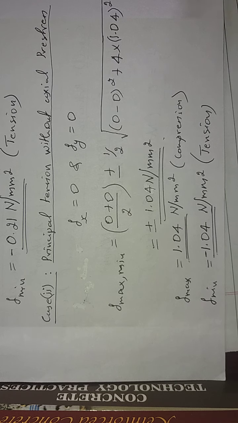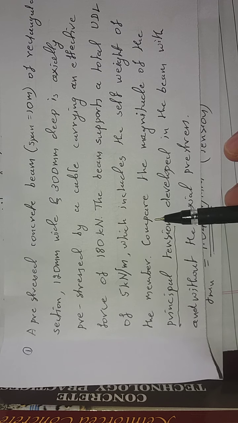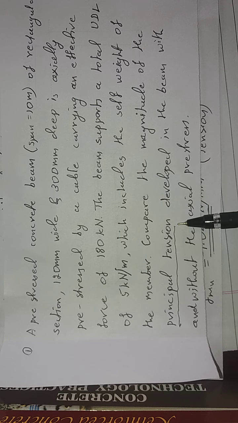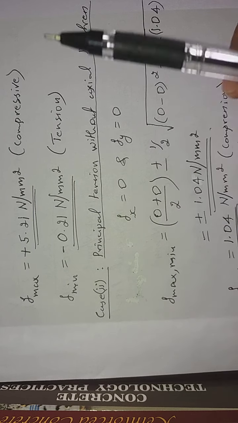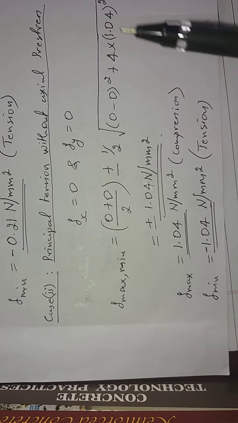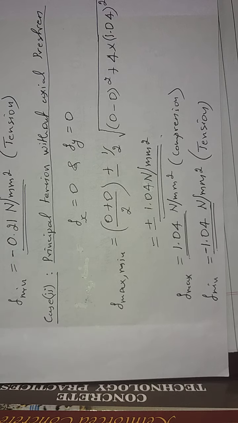So in the question, what is asked to calculate here? See here, compare the magnitude of the principal tension, that is, the principal stresses you calculated, in which the tension has to be compared here. You can see here, one you got with the pre-stress as minus 0.21, and here you got minus 1.04. So now how to do the problem?